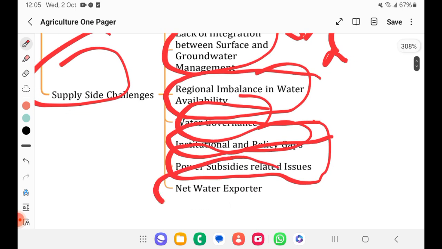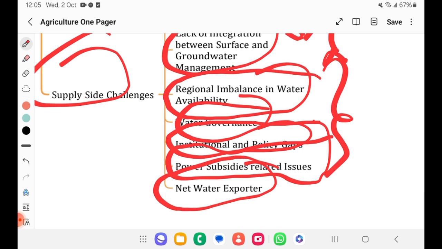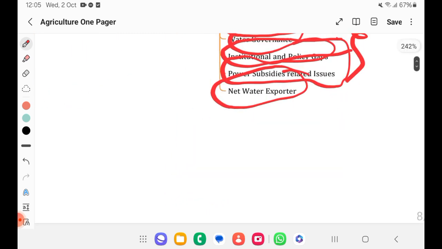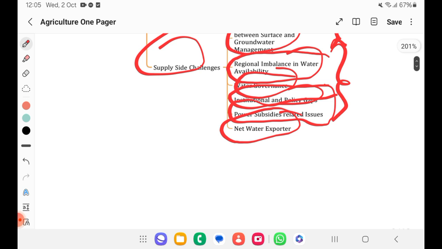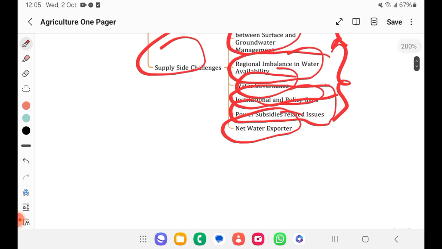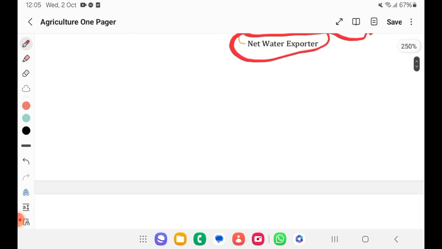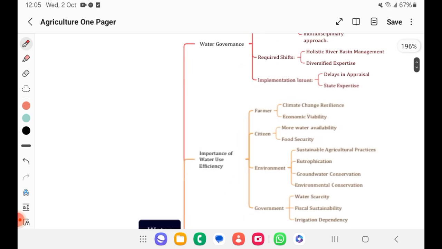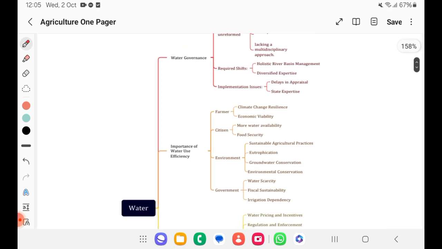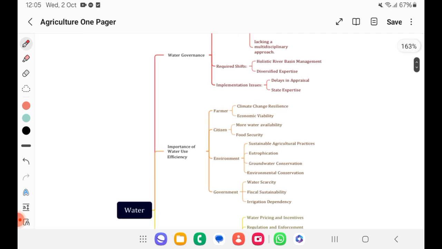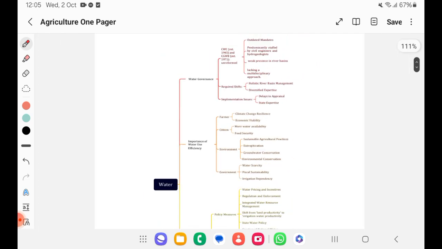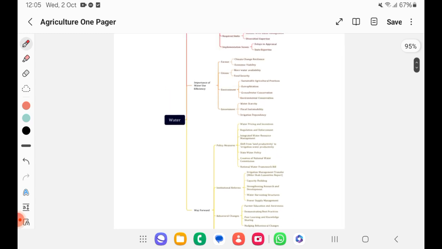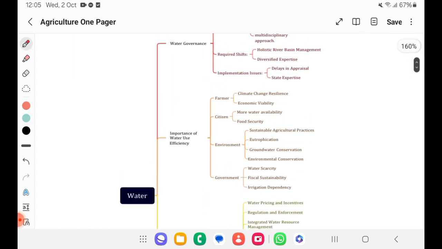So this is the supply side: groundwater stress, groundwater management is not proper, regional imbalance in water availability, water governance issues, institutional and policy gaps, power subsidy related issues, net water exporter. So these are the issues. Okay, data and then challenges we have seen. For that, now we should know how we are doing it, and the way forward, right? Water governance.